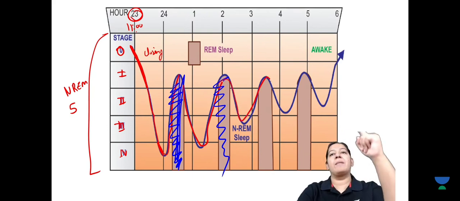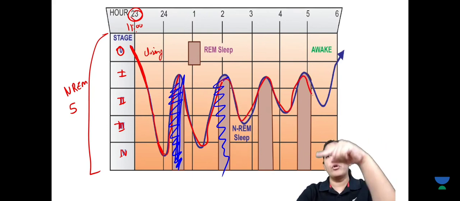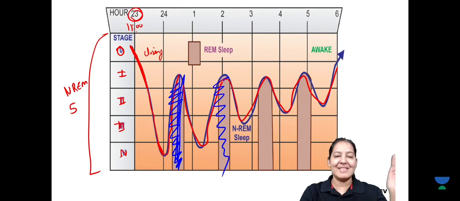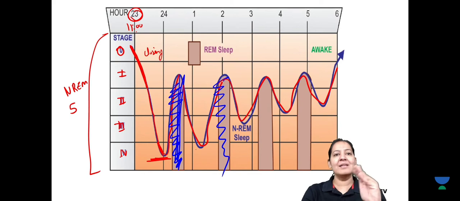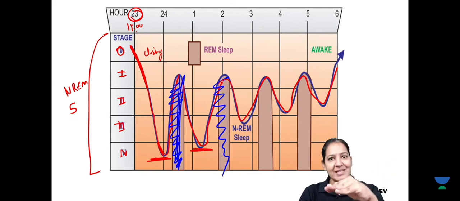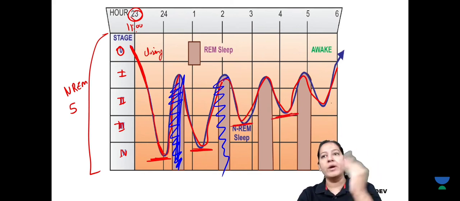Then REM, non-REM, REM, non-REM. So can you see the cycles? In the first cycle, it is going till stage 4. In the next cycle, it is going at the junction of 3 and 4. In the next, it is going to 3. In the next, it is going to 2. In the next, it is going to 1.